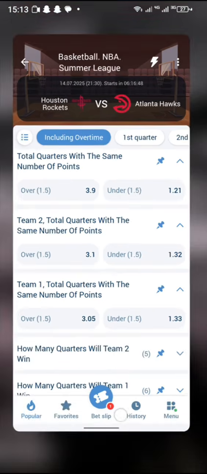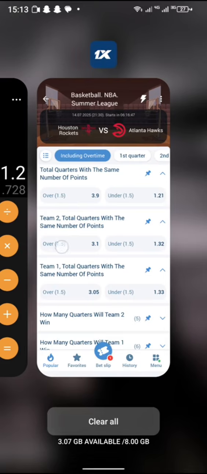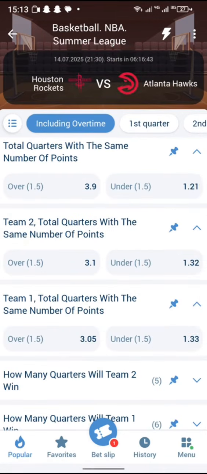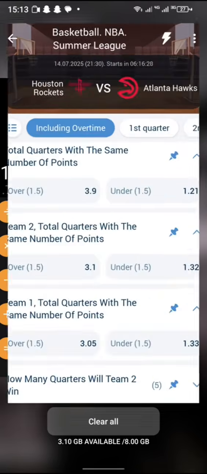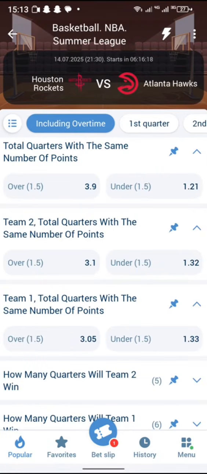Now team one means that they will not have the same number of points in two quarters. Yes, they will not have the same number of points in two quarters. An example, guys. Now for the team one, I always go for under 1.5.